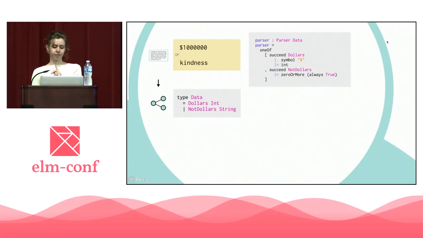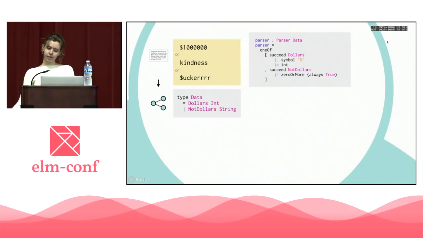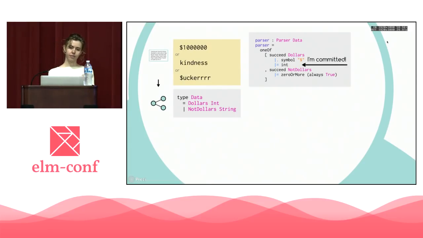Now, what if somebody writes "sucker"? What will happen then? Well, it will come in and it'll be like, okay, we found the dollar symbol, but the int one is failing. And if you come from the JSON thing, you'll think, okay, well then it's failing, and it'll just try the next one. That's not the case though, because we're committed to this path now. There's no going back once you ate the first character and accepted that this is the path that you're on.